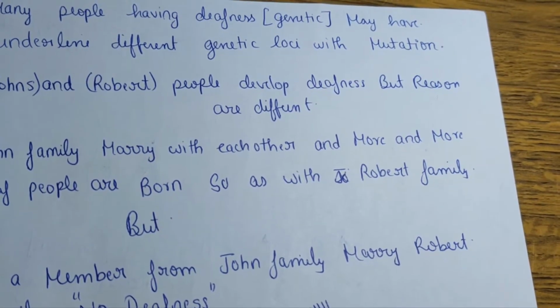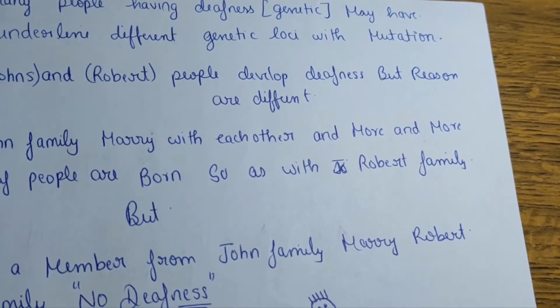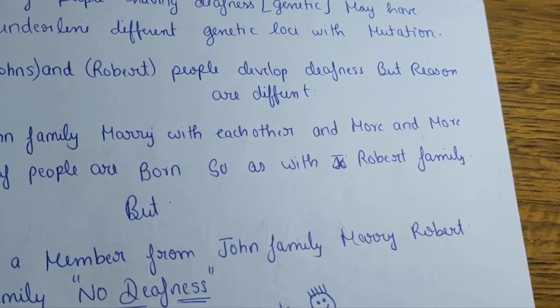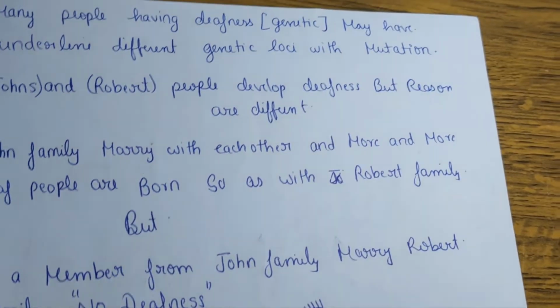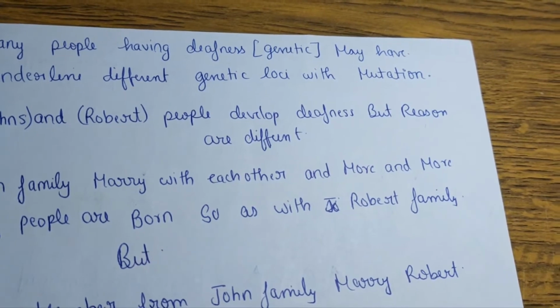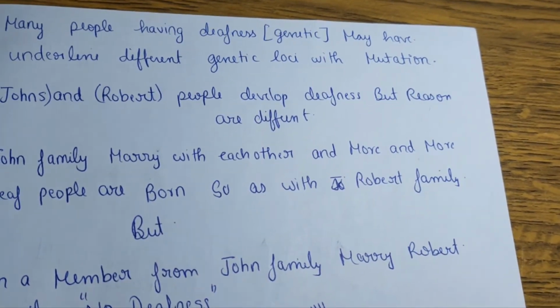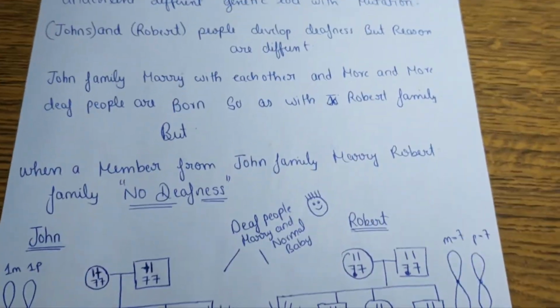If John's family marries among themselves more and more, deaf people will be born in their family. The same goes for Robert's family. If they also marry more among themselves, more deaf people will be born in their family. But what happens, we will see in their pedigrees.